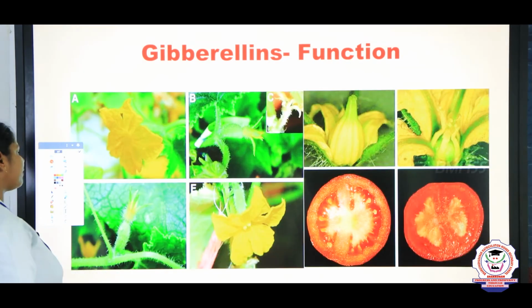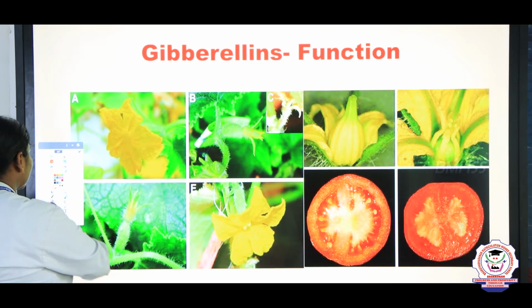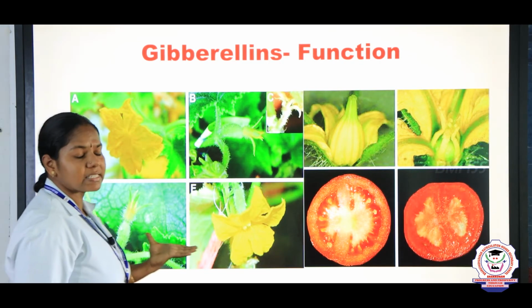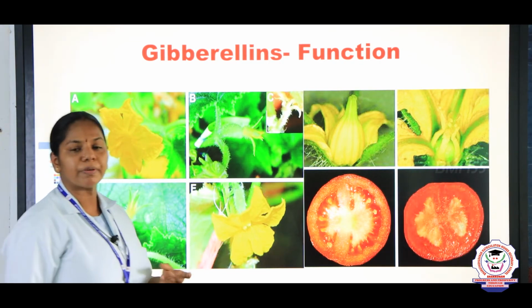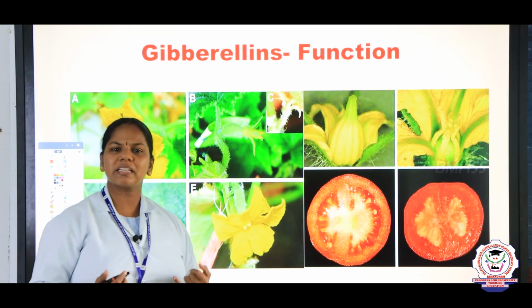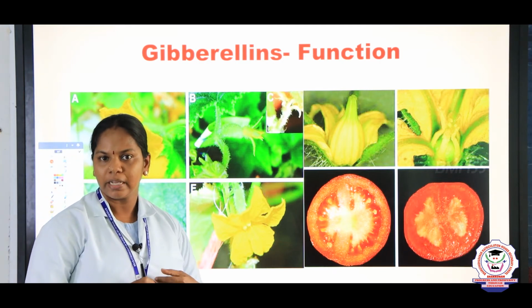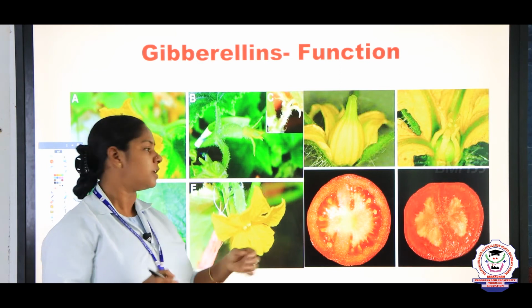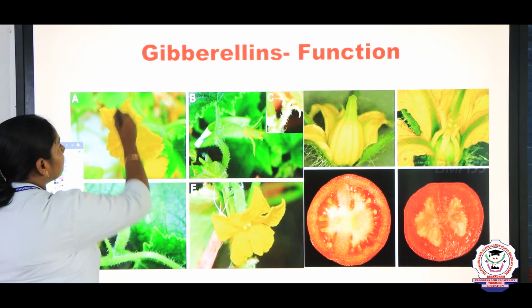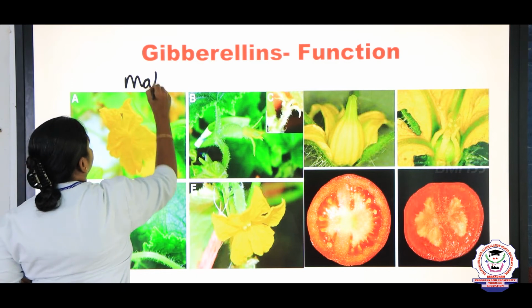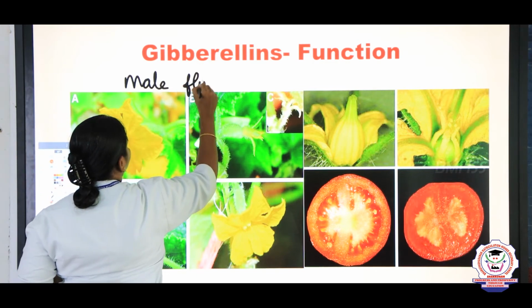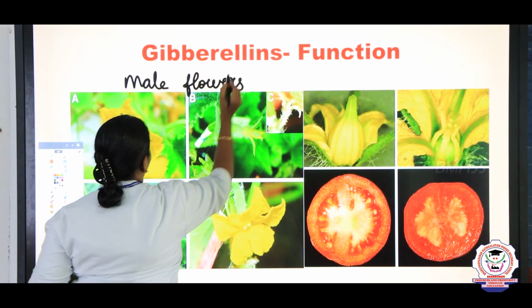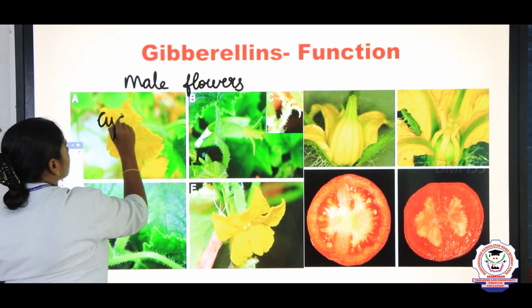So next, some other functions we are going to see. The first one is that it stimulates the male flowers of Cucurbita. Cucurbita means cucumber, watermelon, everything comes under the same family. We say vellarikai in Tamil, right? So it stimulates the male flowers in cucurbits.